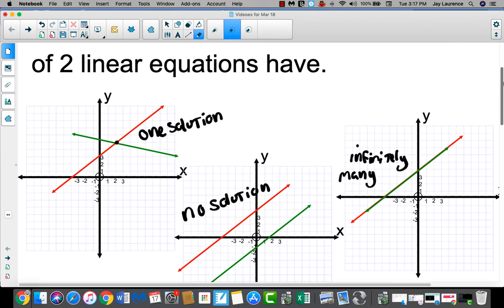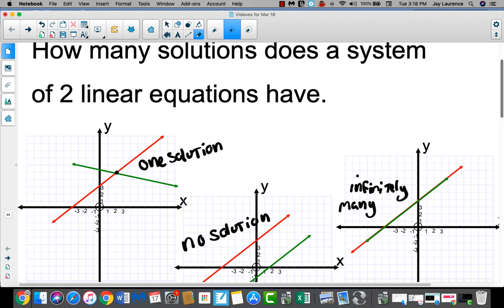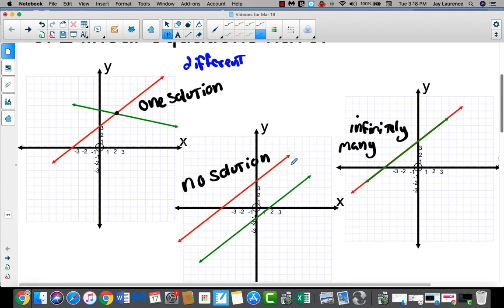I don't know if you realize it, but these lines here have different slopes. Yeah, they have different slopes. How do I know that without having an equation? Because they intersect. If the lines had the same slope, it would either look like the middle example here or the example on the right. So these lines have different slopes, okay?